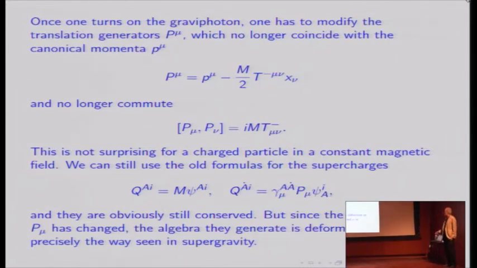But since the definition of p mu has changed, the algebra they generate is deformed in precisely the way seen in supergravity. So you see, you're accustomed to p commuting with the supercharges. But since p doesn't commute with itself, p doesn't commute with this one of the q's. P with p is a C number, so p with this q is going to be psi, in other words, this q. So p with supersymmetry of positive chirality is a supersymmetry of negative chirality, as was actually first found by Gonzalez et al. in the supergravity solution.